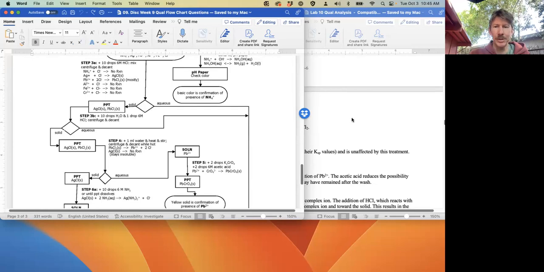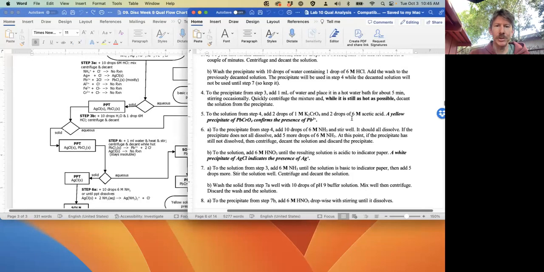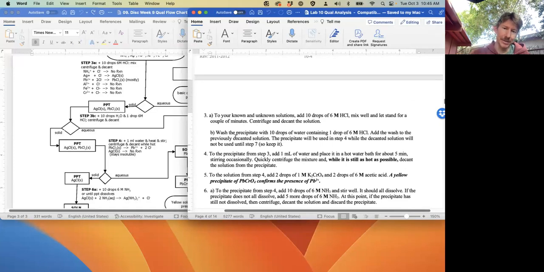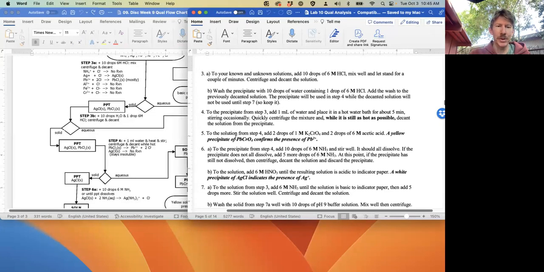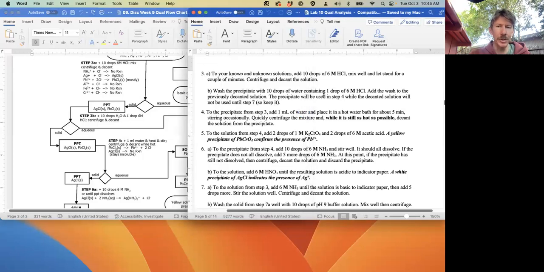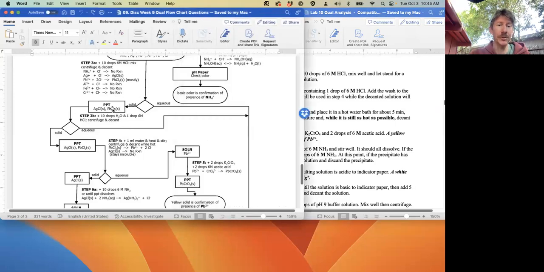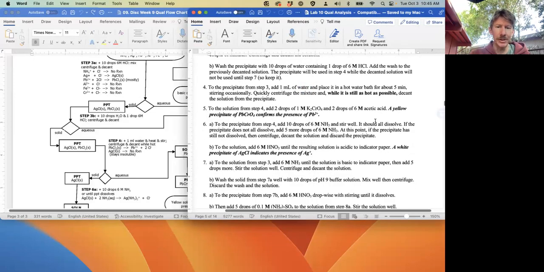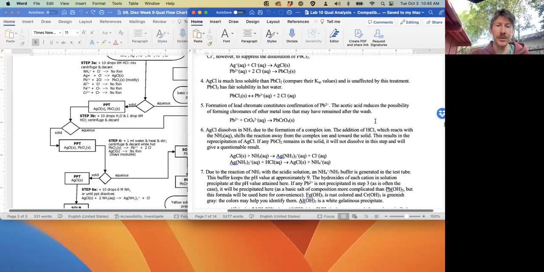And then for step 3B, the steps, what you do, are up here, and then down below is what happens. It says, wash the precipitate with 10 drops of water containing one drop of 6 molar HCl. You see it says that right here. Centrifuge and decant. That's why you've got another diamond. And you just follow along writing what you do in your flow chart, and then using the notes down below for each step to tell you which one is in the aqueous phase and which one's in the solid phase. And the solid phase is the precipitate.